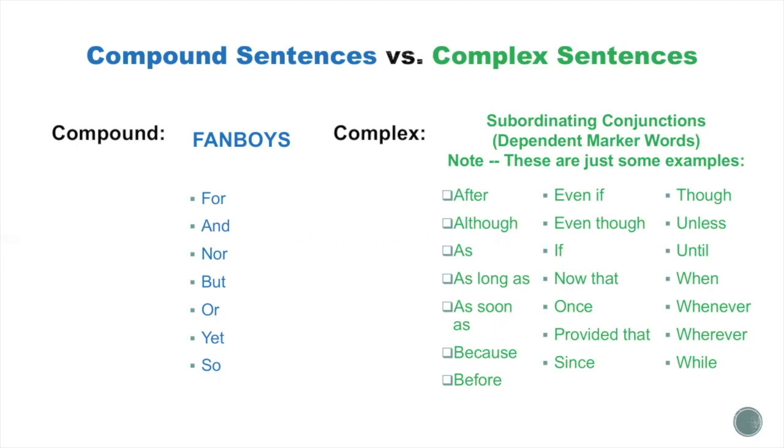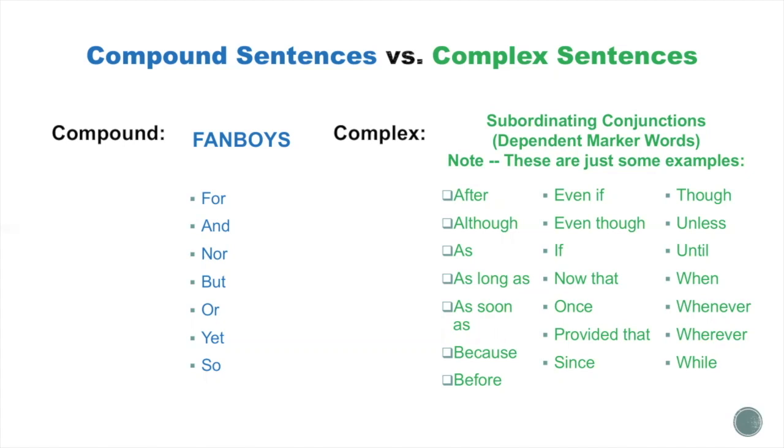The way that you may find it more helpful to remember is these are words that can make a simple sentence dependent. They make the sentence need more information. And so these complex dependent words are words like after, although, because, before, even though, since, until, when, though, while. So there's many of these words that you can use.